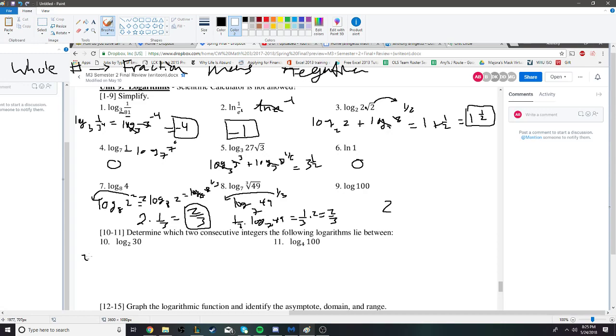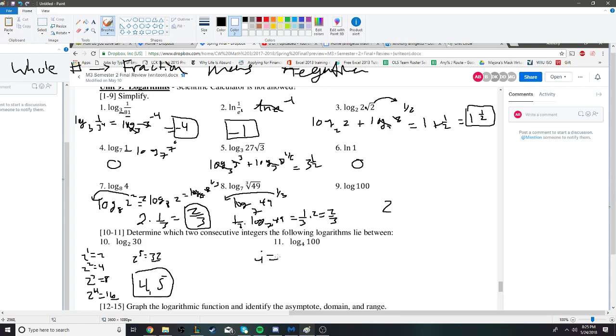Powers of 2. 2 to the first power is 2. 2 to the second is 4. 2 to the third is 8. 2 to the fourth is 16. And 2 to the fifth is 32. So since 30 is between 32 and 16, your answer is between 4 and 5.